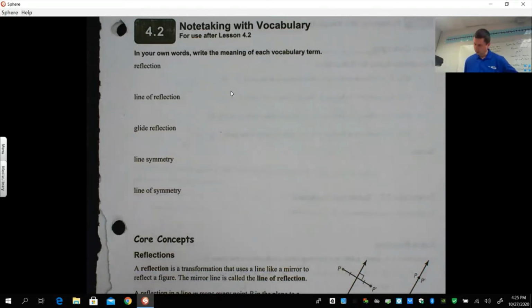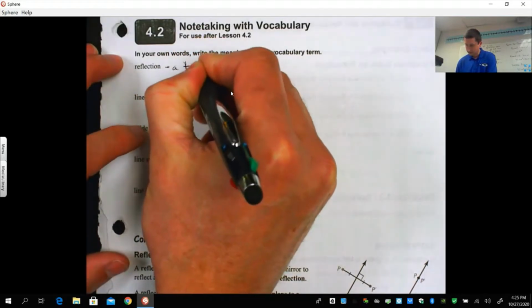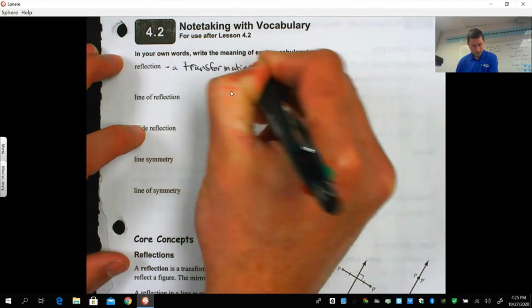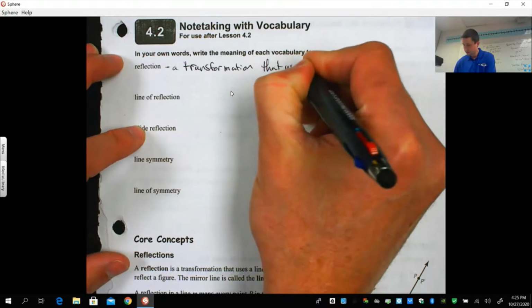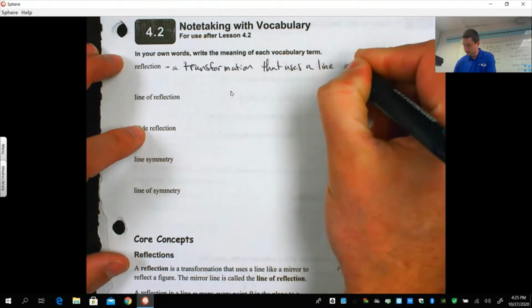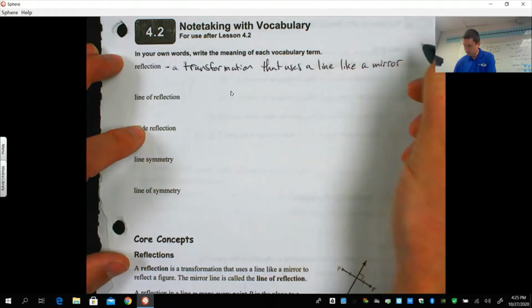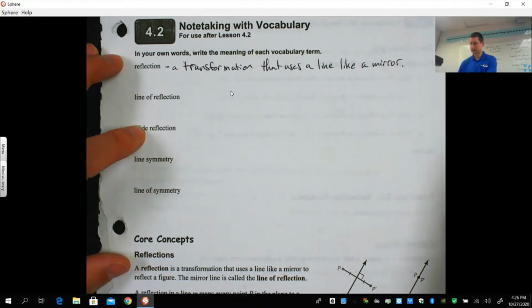Okay, and so a little bit on the vocabulary. Reflection, this is going to be a transformation. It's another type of transformation, just like a translation, that uses a line like a mirror. Okay, we're going to stop right there. Just uses a line like a mirror.